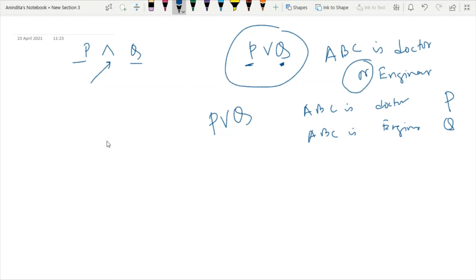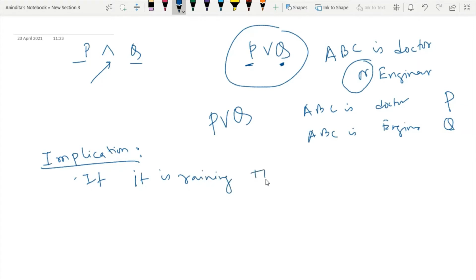But there is another representation which is known as implication. The classical example of implication: let's consider this statement. If it is raining, then the street is wet.